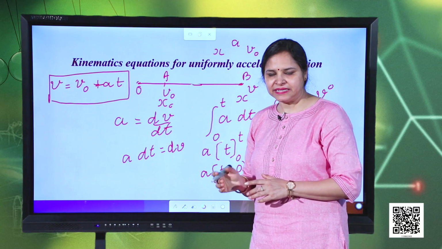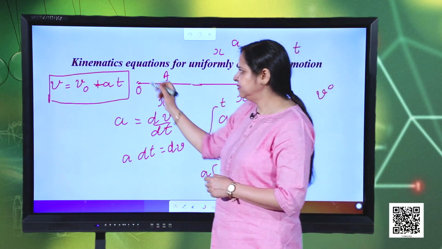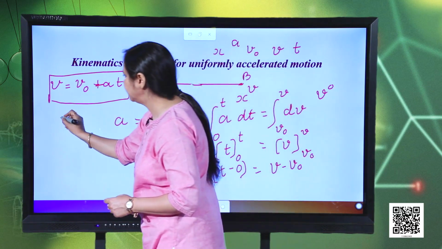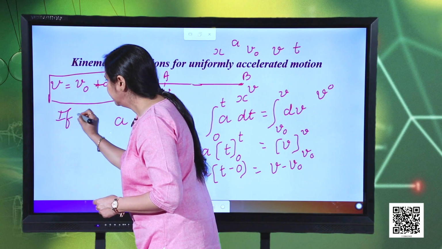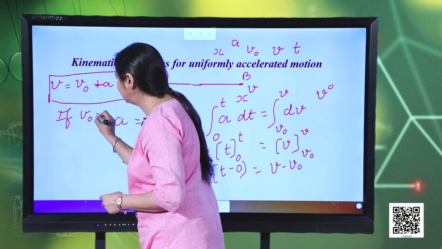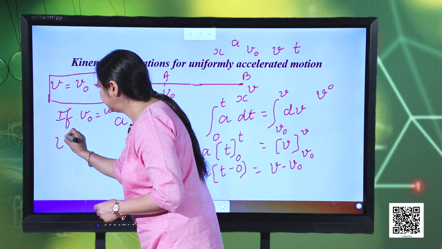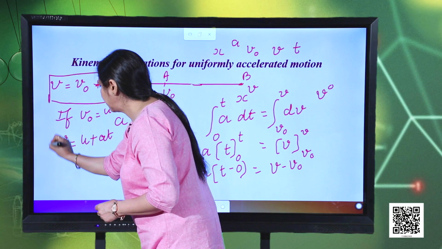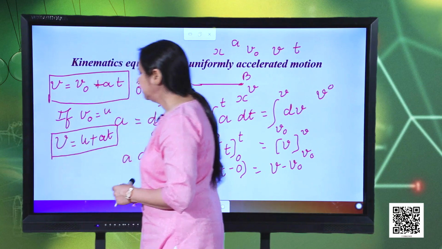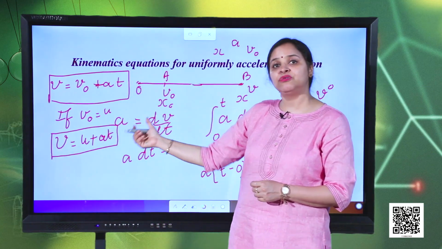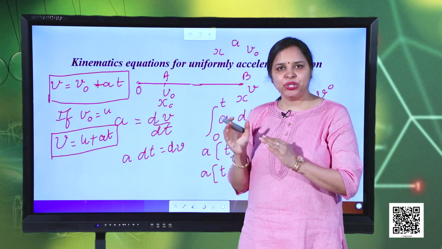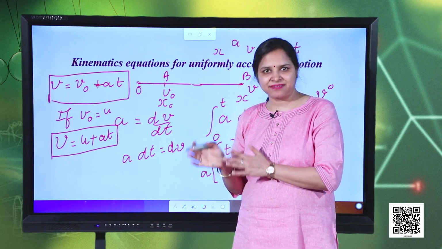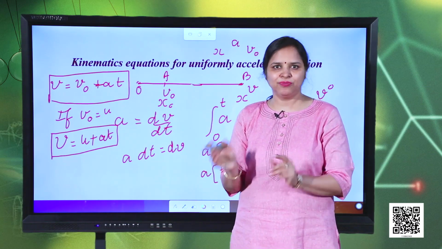Now, for simplicity, generally it is considered that the initial velocity is u. So, if we represent the initial velocity v naught as u, our equation can be rewritten as v is equal to u plus at. Generally the first equation of motion is used in this form, v is equal to u plus at, wherein u is the initial velocity, v is the final velocity, a is the uniform acceleration, and t is the time duration of that motion.